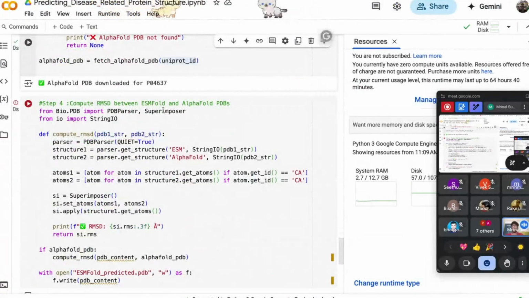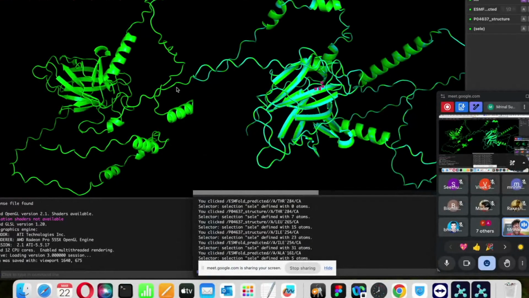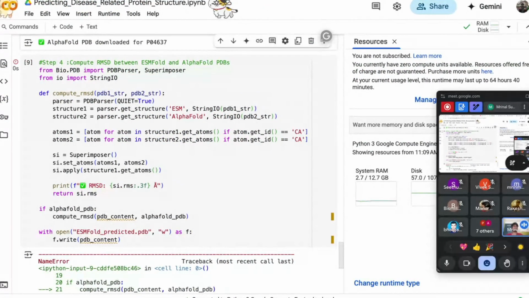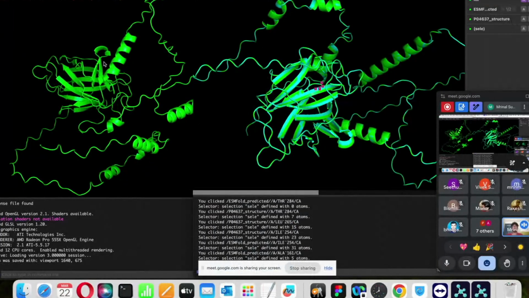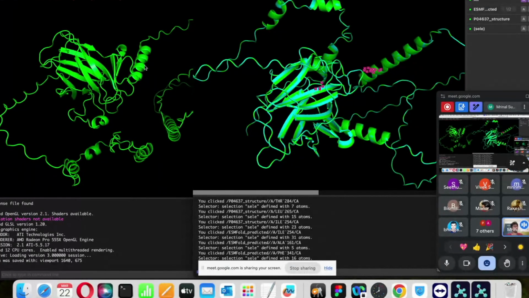Now I'm going to compute the RMSD distance. RMSD is nothing but the root mean square deviation distance. What RMSD does is that you're importing these two structures and calculating the distance between the proteins. It superimposes one protein over the other and calculates the distance between them. So it calculates the similarity, so we can check which output is more reliable. Is it AlphaFold's one or ESM Fold's one?